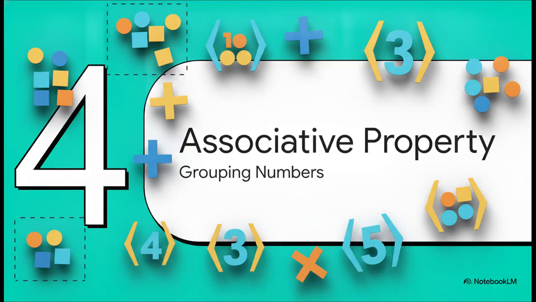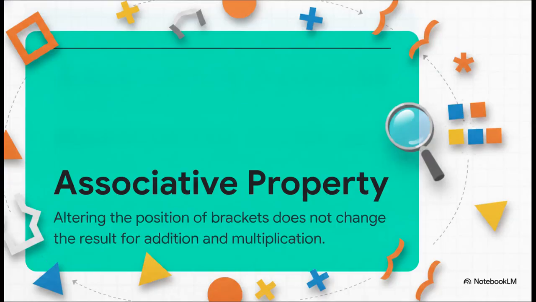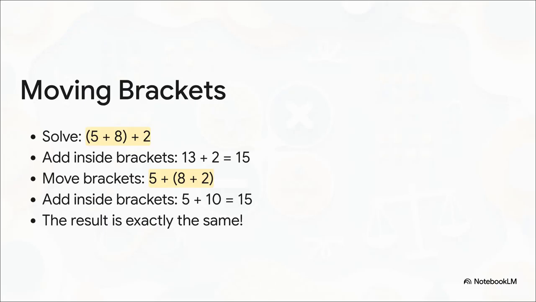Now, what is the associative property? Let's check out our second magic rule. The associative property states that altering or changing the position of the brackets does not change the final result. Just like our last rule, this holds perfectly true for both addition and multiplication. It basically means moving the brackets around won't trick us. Let's see this in action.